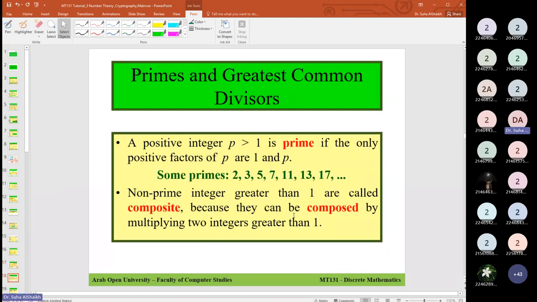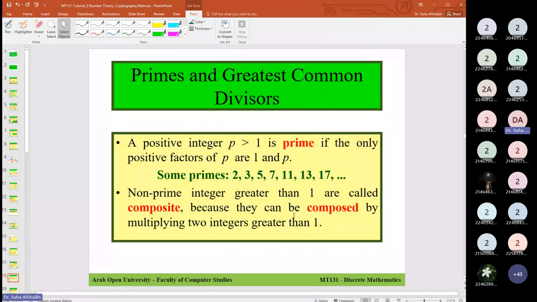We're done talking about the division algorithm. We're done talking about congruence and the example of congruence, which is encoding and decoding. Now we will talk about primes and the greatest common divisor. All of these are within number theory. Okay, so now we're going to talk about the prime, the greatest common divisor and the least common multiple.